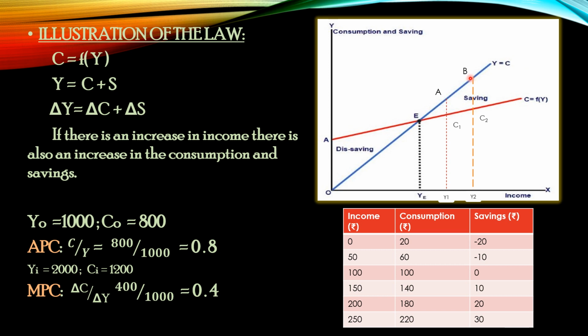With the increase of income from YE to Y1, the savings have increased from 0 to AC1 and further from AC1 to BC2, and hence as the income increases, both the components, savings and consumption, keep on increasing. This itself is the illustration of this law.